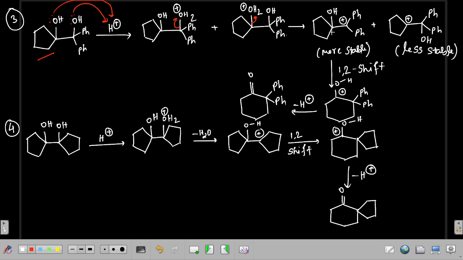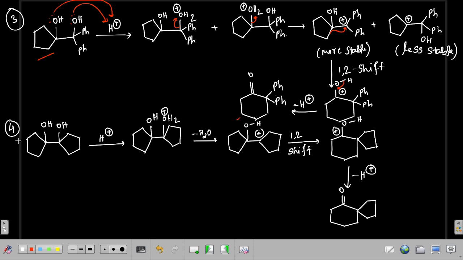So in the next step it undergoes ring expansion. This bond will break, and it will shift to here. So it undergoes a 1,2 shift, and it leads to the formation of this carbocation. Next step, there will be removal of this H plus, and it leads to the formation of this ketone.